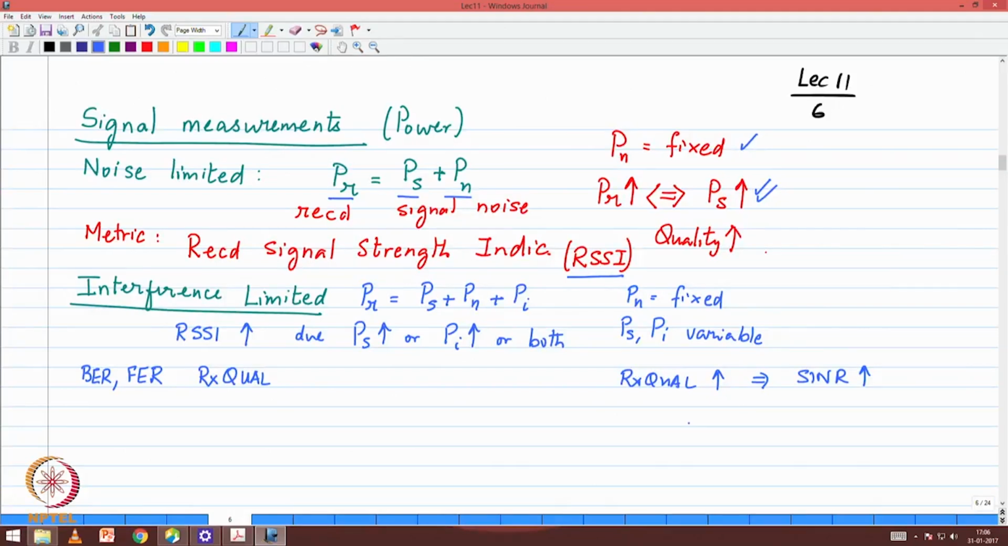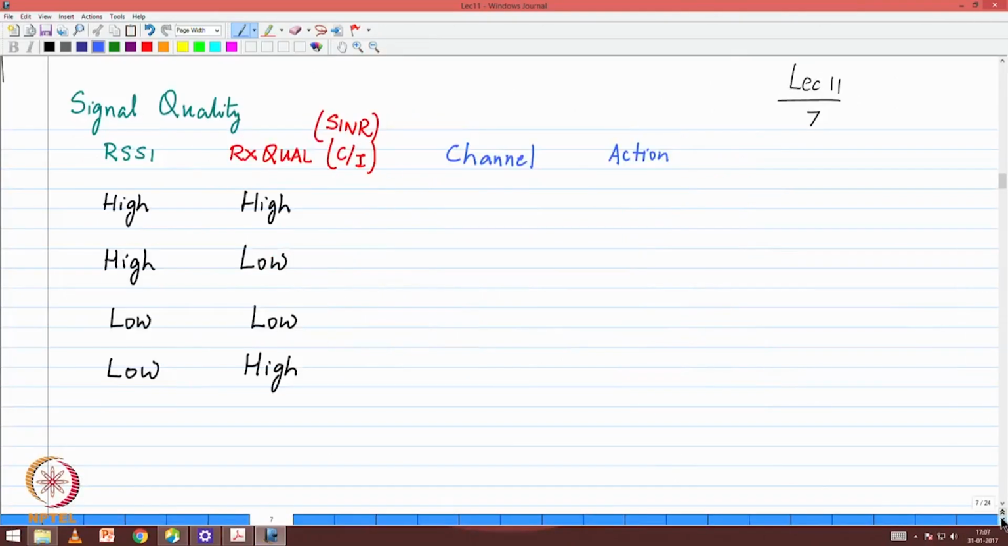So is everyone clear about the signal quality measurement in an interference limited environment and the interpretation of that? Because now we are going to try our understanding of this in a very interesting example. So I am doing measurements on my receiver. I have a scenario, case 1, where RSSI is high and RX qual is also high. So what type of a channel is this?